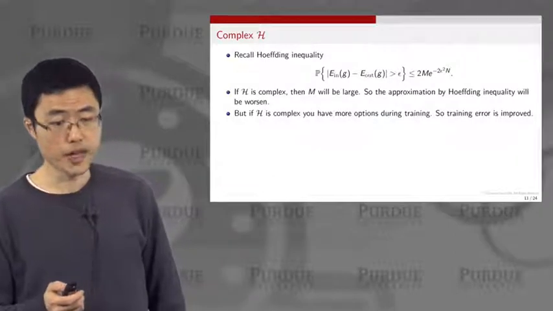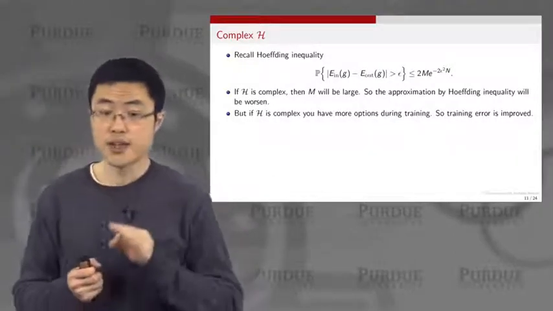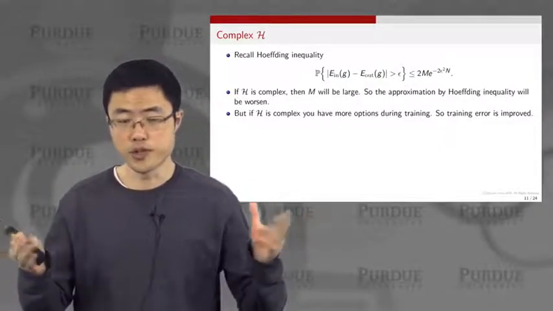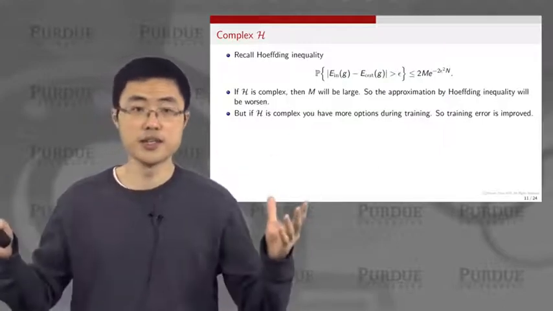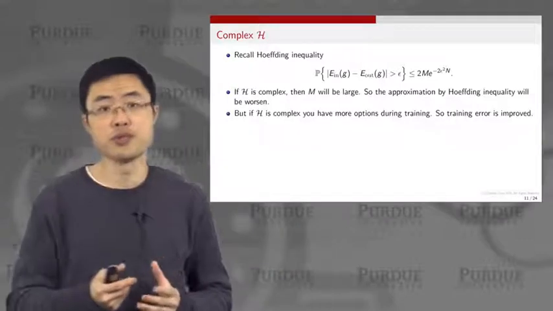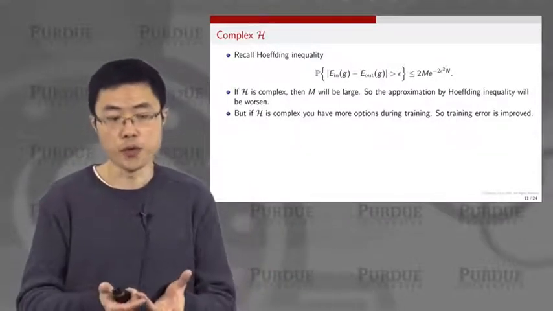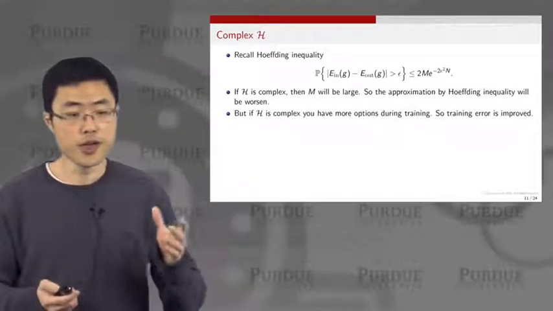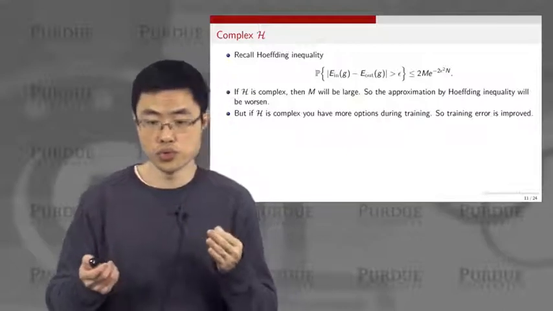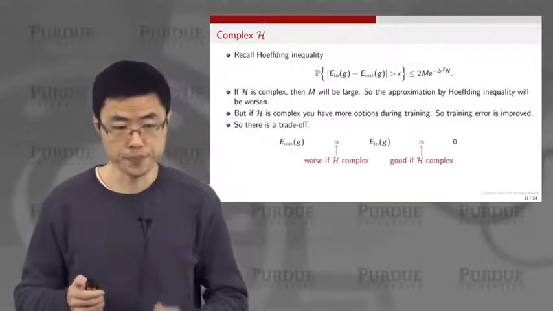But if H is complex, you will have more options during training. Now that can be understood because if you have 10,000 data points, but then you have an extremely complicated deep neural network, of course you can fit better to this training set than if you're using a very small network. Okay, and therefore if your H is complex, and so you have more options to use during training, then training error should in principle be improved.